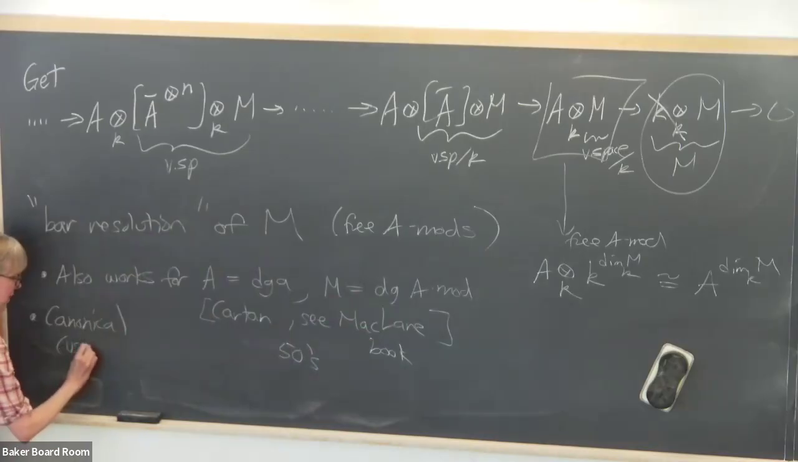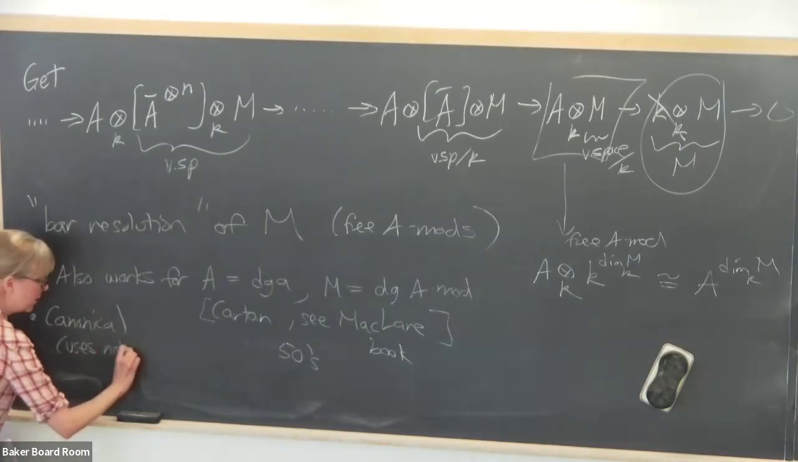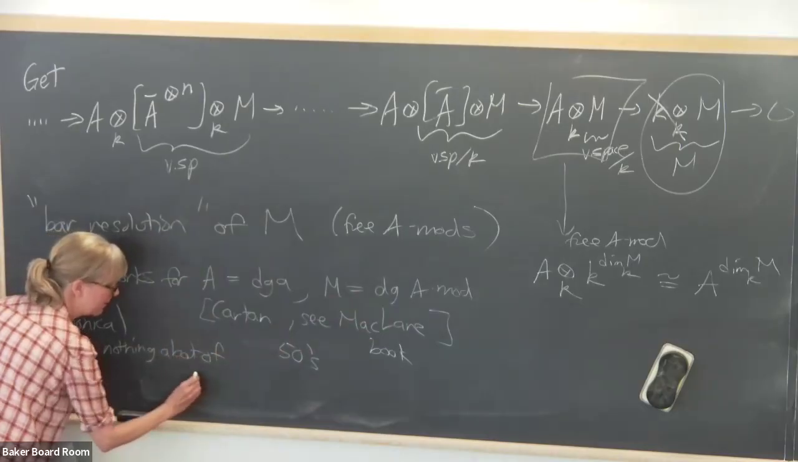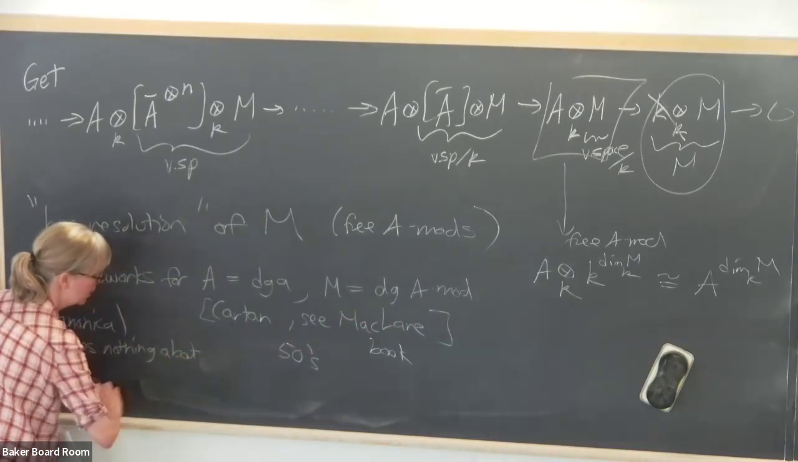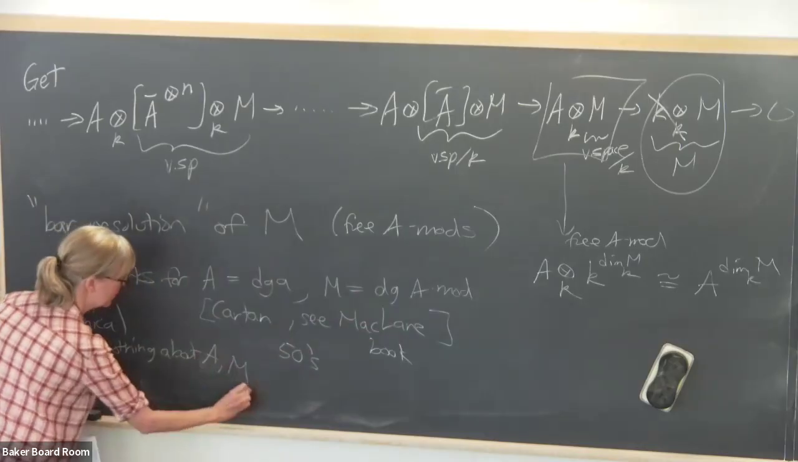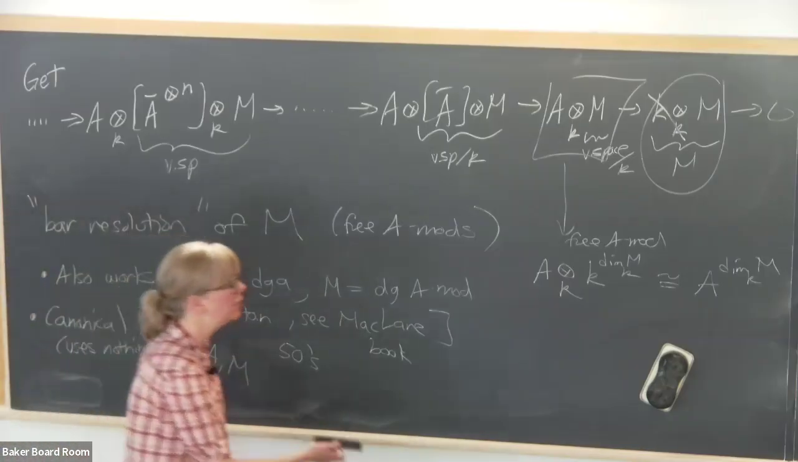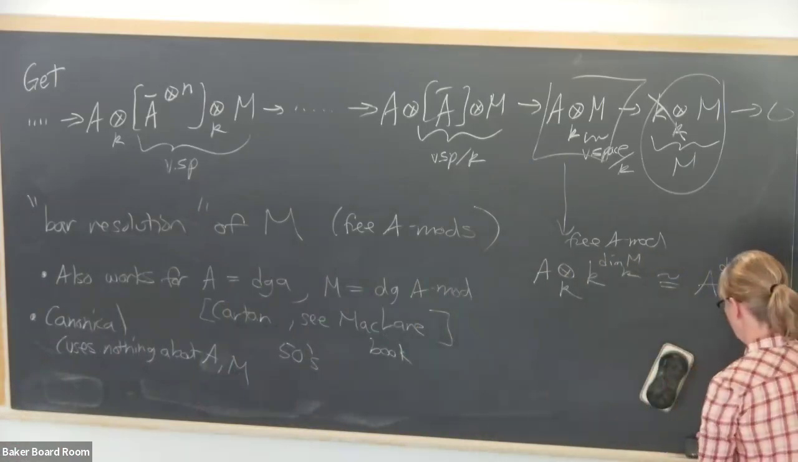It sort of uses nothing, I mean, it really uses nothing about A and M. You don't know what the relations of M are. You don't know what the relations of the ring are, right? So you may need to know the dimensions, but you don't need to know the relations of the ring. You have the whole thing.